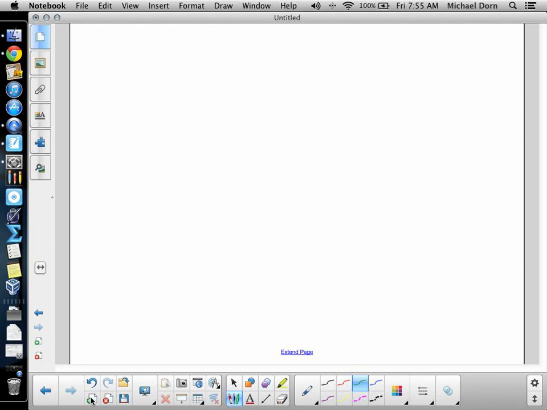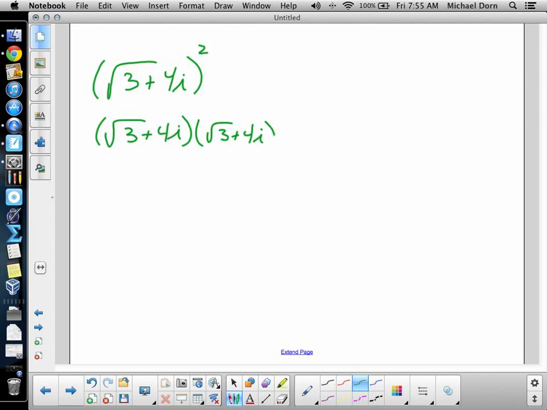Square root of 3 plus 4i, squared. This is not a place to convert to polar form and then do it that way. It's just squared, so we'll just FOIL it out. That's square root of 3 plus 4i times square root of 3 plus 4i. I did have a few people who just distributed the exponent. Square root of 3 squared is 3, 4i squared is negative 16, and that's all they did. But you have to FOIL it.